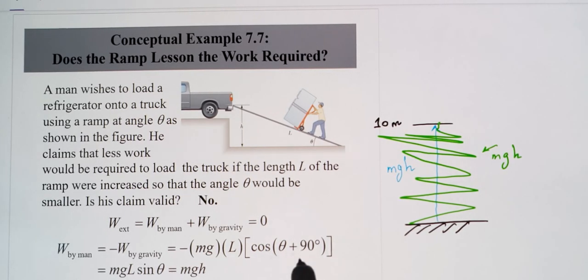So here in the book, to convince you, he said, yes, the work done by the man and the work done by gravity. The man's angle is 0, the gravity angle is 90, and he added cosine theta plus 90. Well, it is sine theta. So you end up with L sine theta, and L sine theta is nothing but mgh. So in terms of work, it will not make any difference.